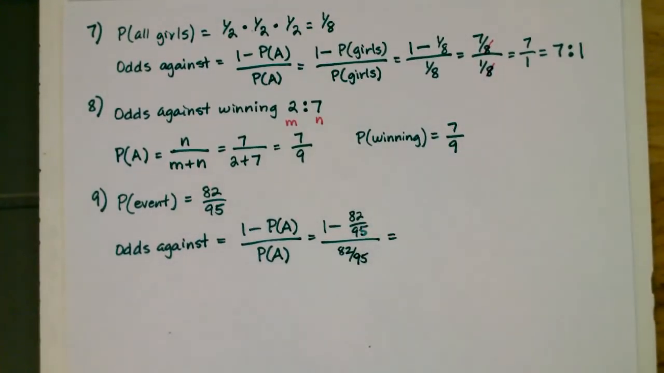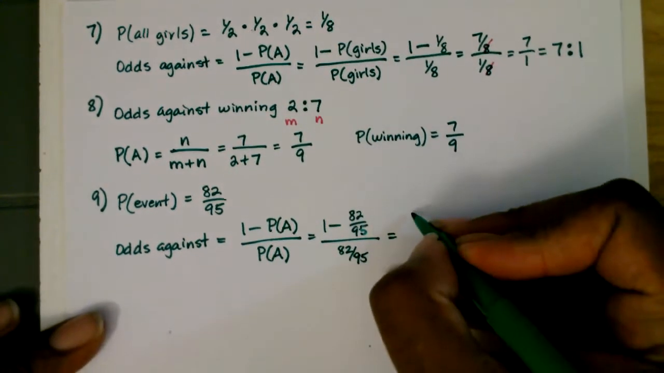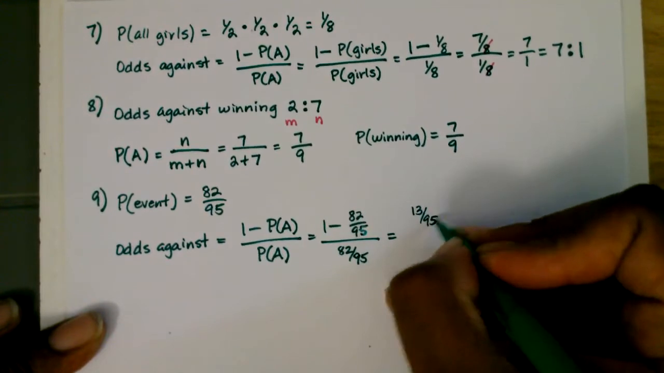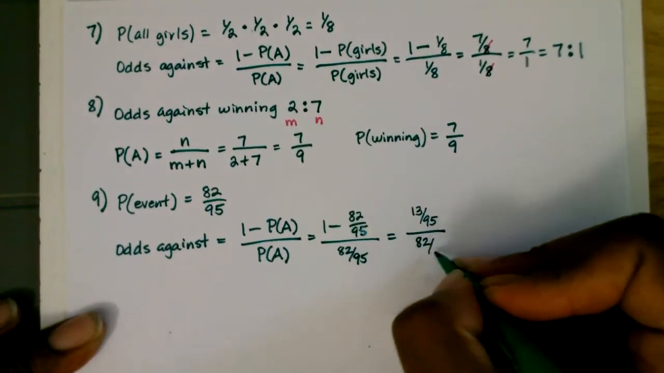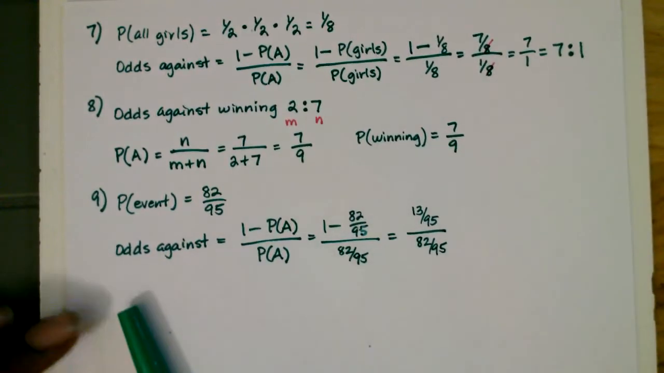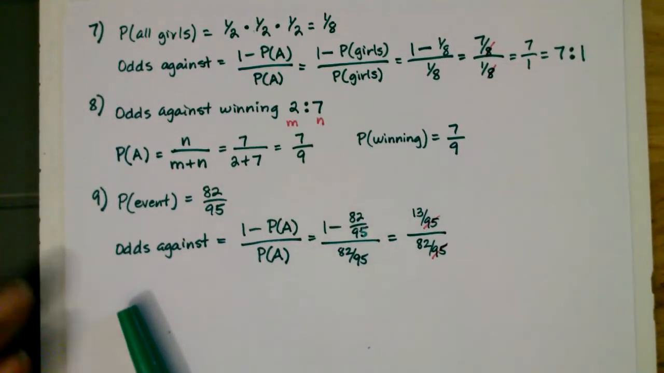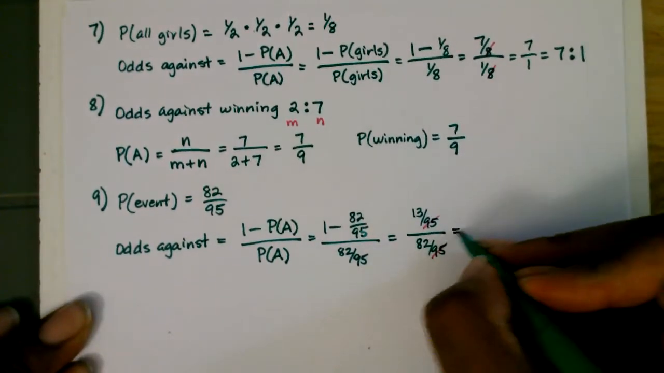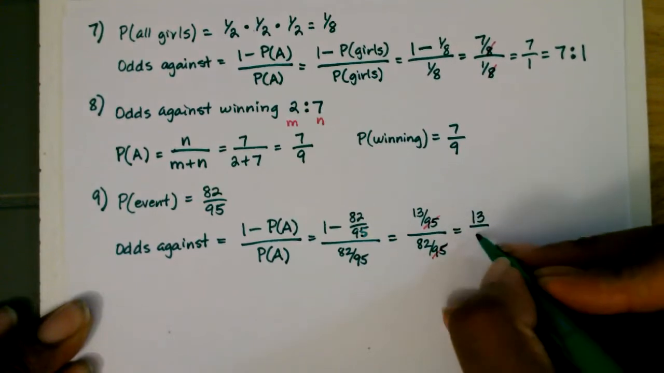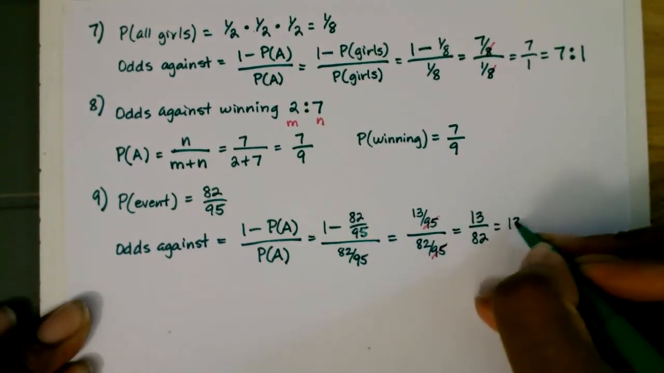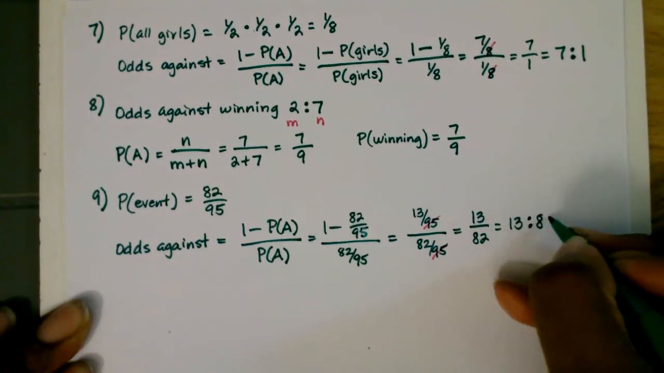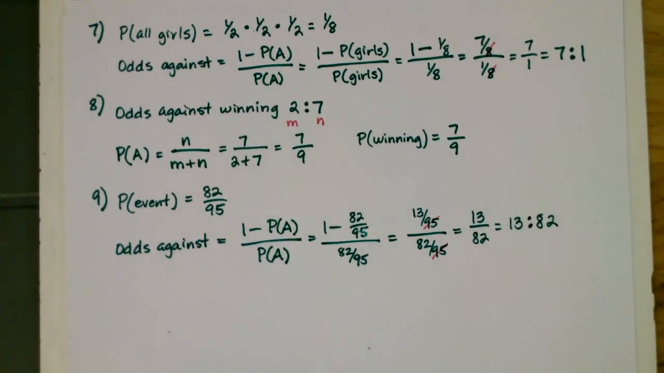Now that 1 whole represents 95 over 95. So 95 minus 82 would be 13 over 95 divided by 82 over 95. And here the 95s in this case divide out. So that means I'm going to have 13 over 82. And then that's going to be written like this, 13 to 82. So the odds against an event happening would be 13 to 82.